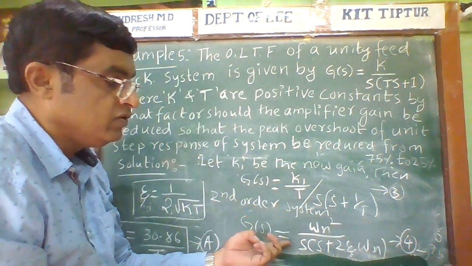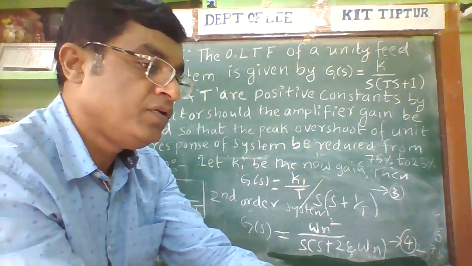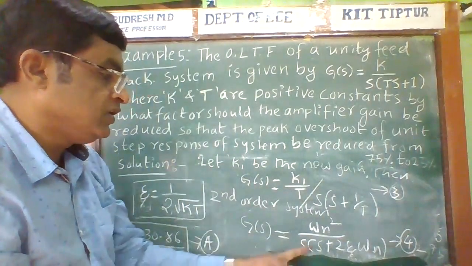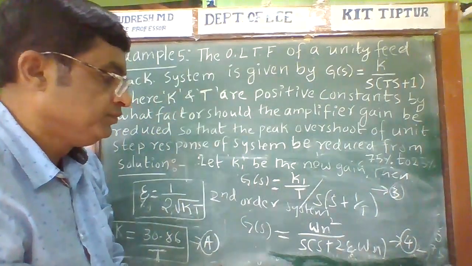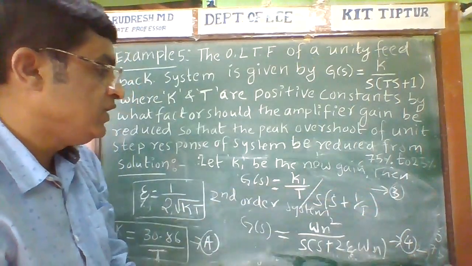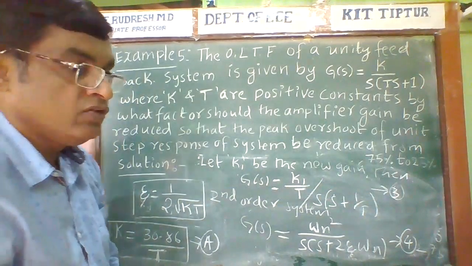we know the G(S) value. Now compare this equation, same procedure. Instead of this one, if I compare equation 3 and 4, then what will be the omega n square?